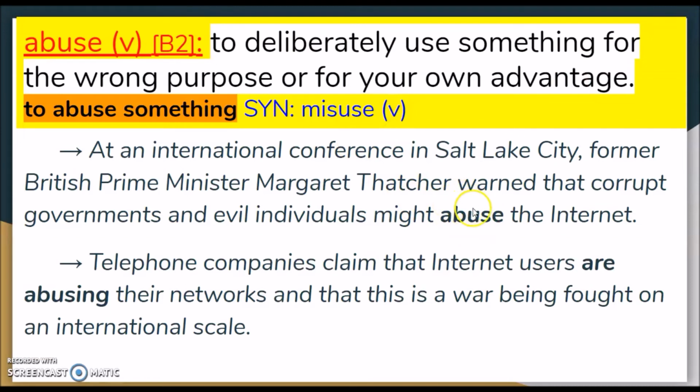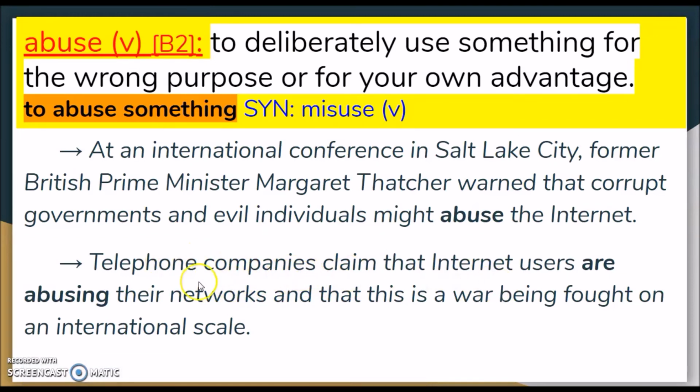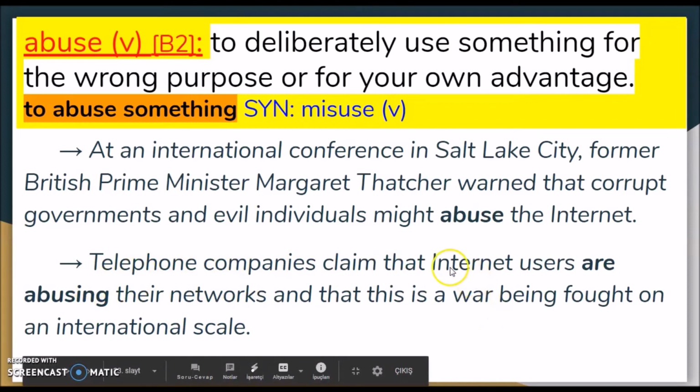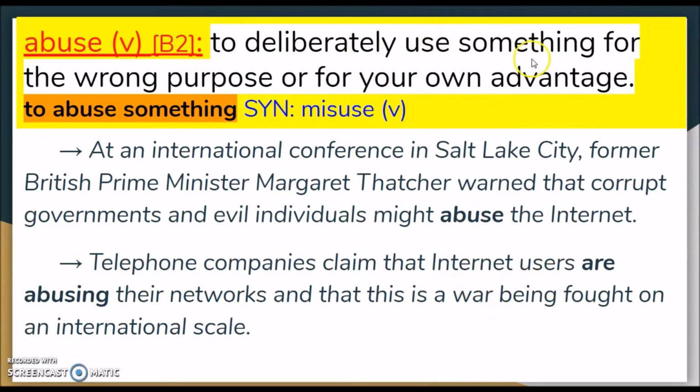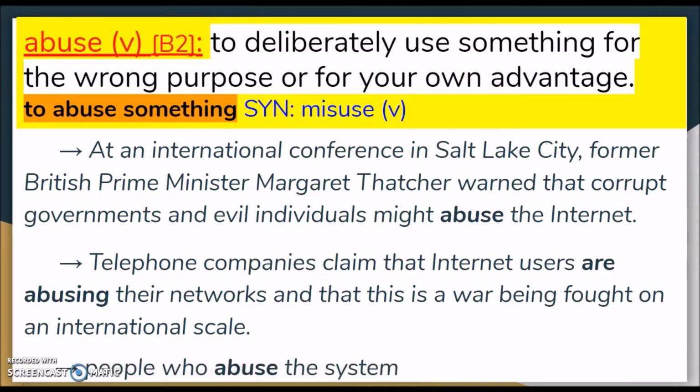I mean, they use the internet for the wrong purpose or for their advantage. Okay, so it's not a really good word, guys. This is a very negative word. Also, this sentence is from the text. Telephone companies claim that internet users are abusing their networks. So that is the complaint of telephone companies, and their networks are abused, okay, because the internet users are using their networks for the wrong purpose, or for their own advantage, right? Okay, and people who abuse the system, another example.